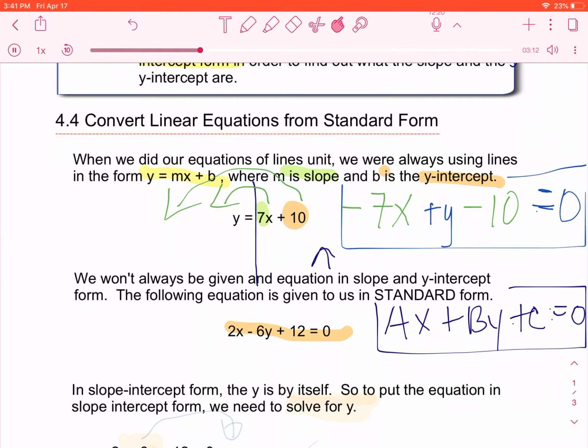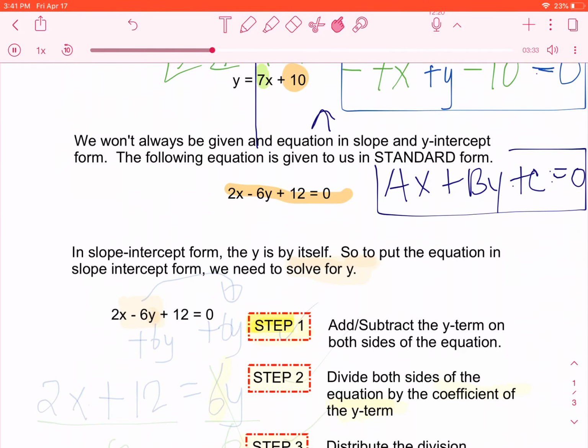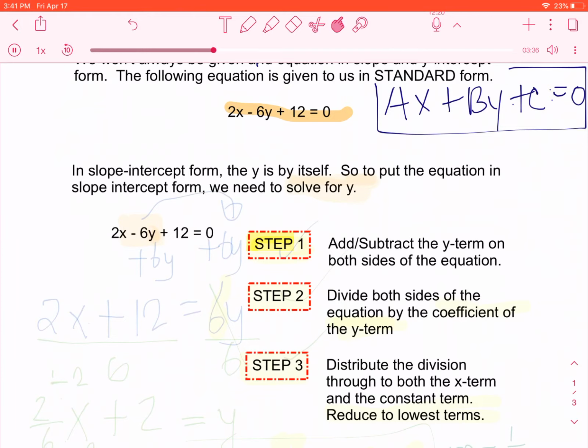Okay, so basically standard form is the presentation of ax plus by plus c, where all of our variables and constants are on the left side, and the right side is just set equal to 0. Okay, so to review your steps, this is what it looks like. In slope-intercept form, where y is by itself, to put the equation in slope-intercept form, we need to solve for y. Okay, so we want to isolate for y. We want y to be by itself.